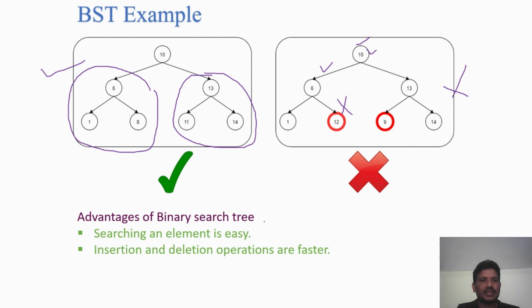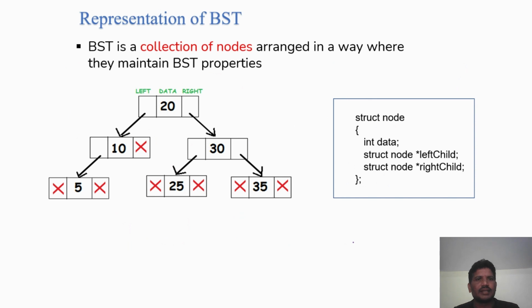Then what are the advantages of the binary search tree? The searching is very easy. If it is a balanced binary search tree, then searching takes less time. Okay, if it is an unbalanced binary search tree, the time complexity would be order of n. Then I will show you an example in the next slide. Then insertion and deletion are faster. Okay, so those are some of the advantages of the binary search tree. Now you can insert and delete an element from the binary search tree. We will see that in the next slide.